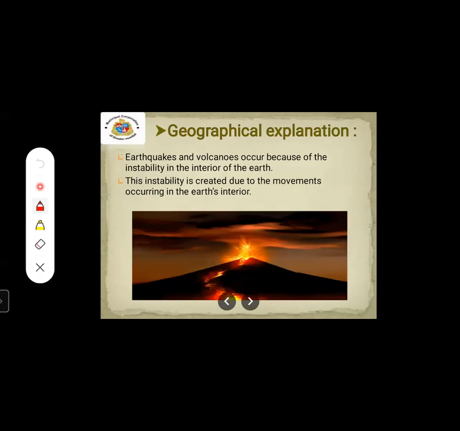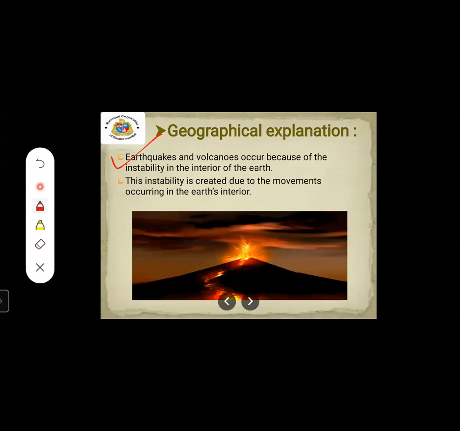Now, after doing this activity, we will be able to understand, students, about the earthquake movements. Yes. Now, why do earthquakes and volcanoes occur? What is the reason that we will study? See, earthquakes and volcanoes occur because of the instability in the interior of the earth.